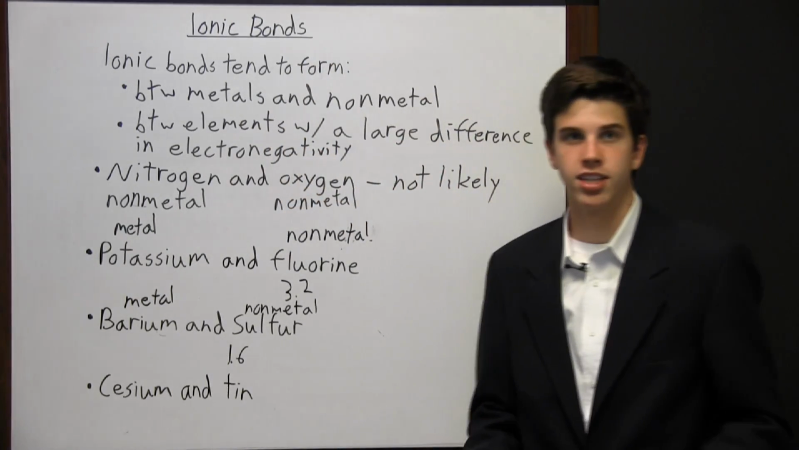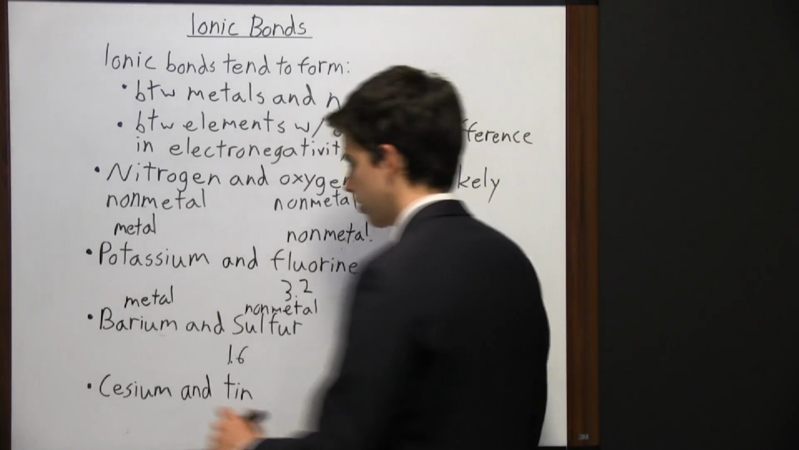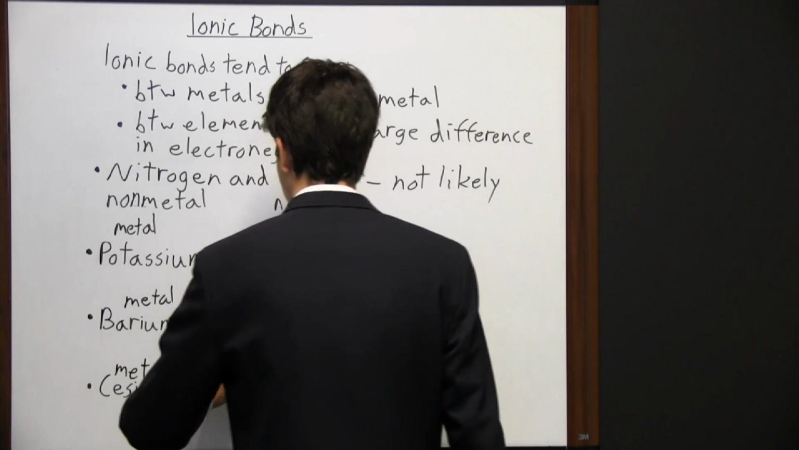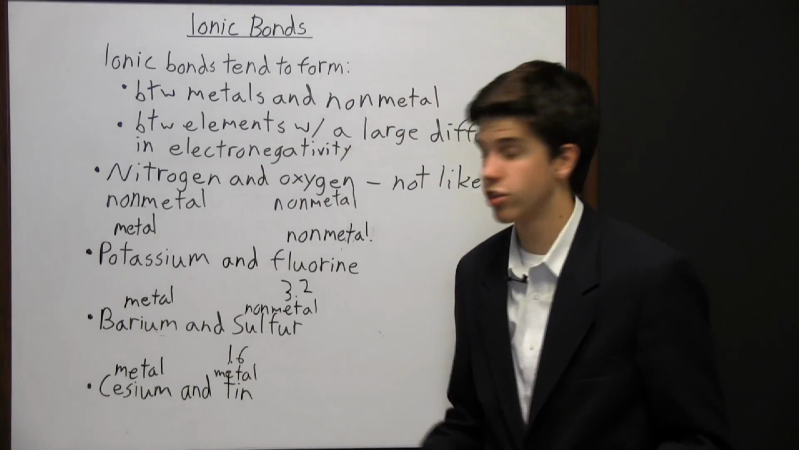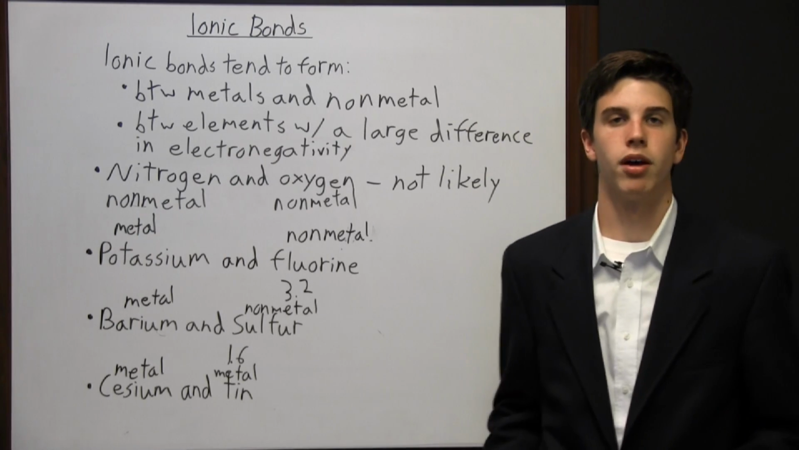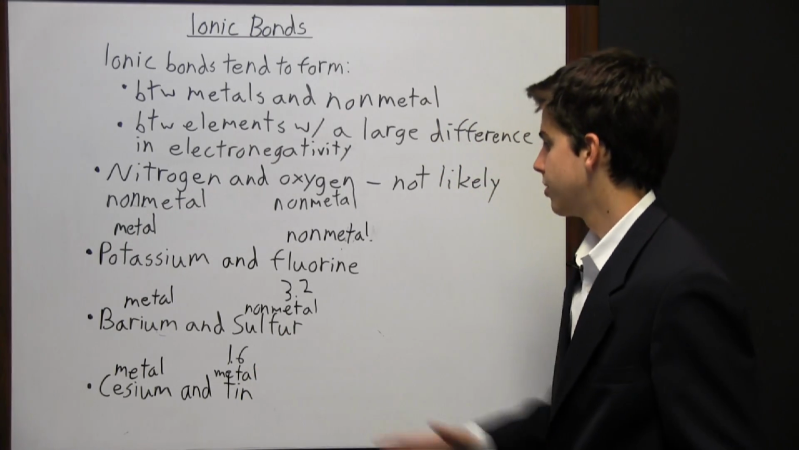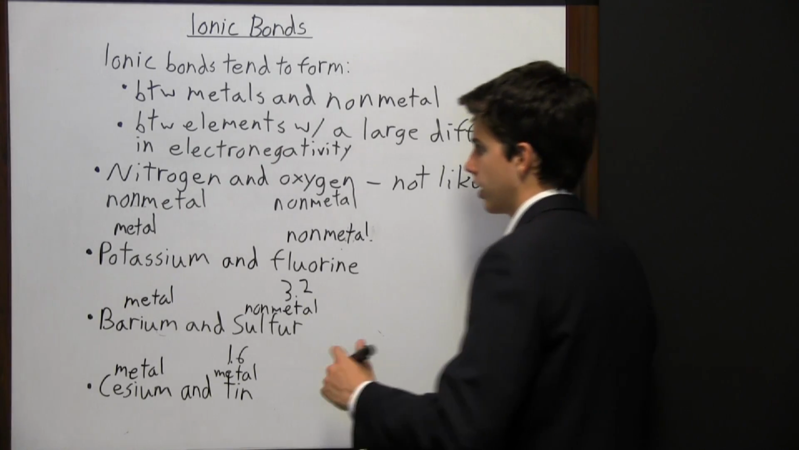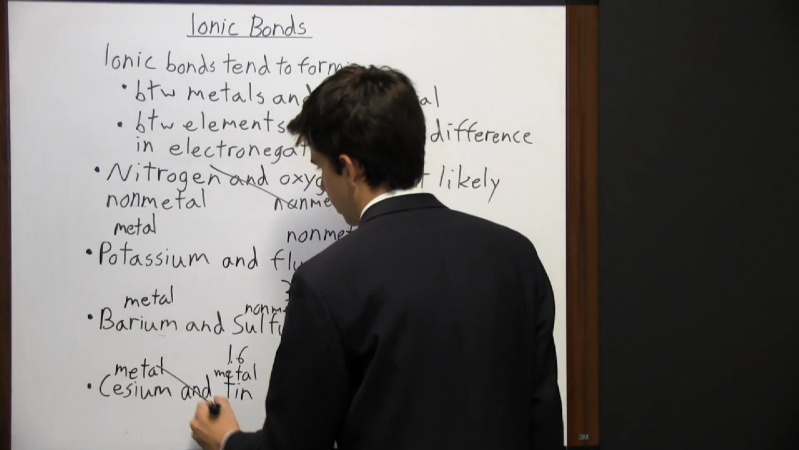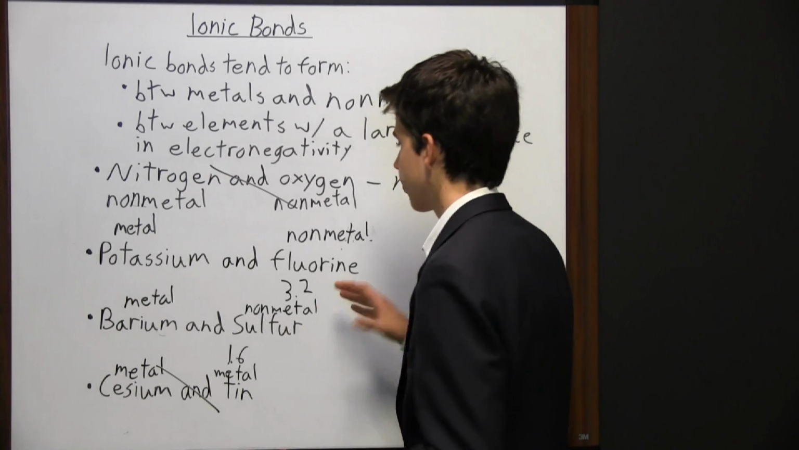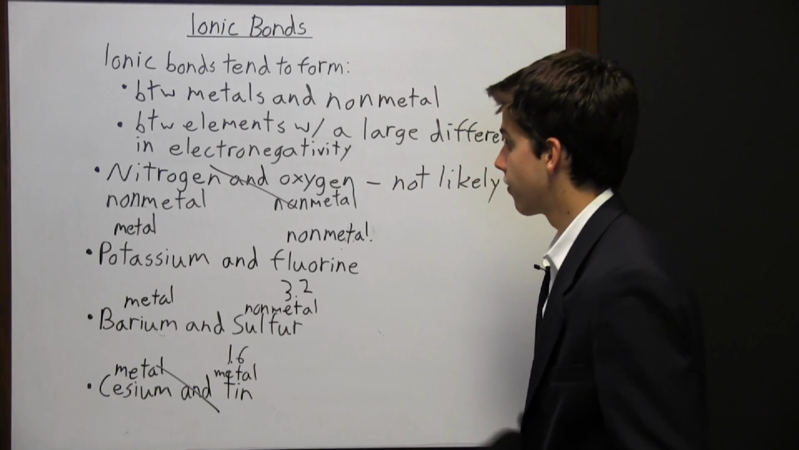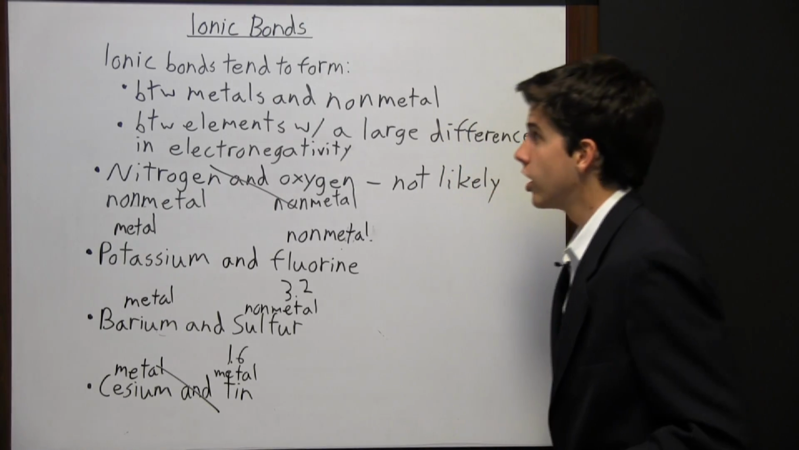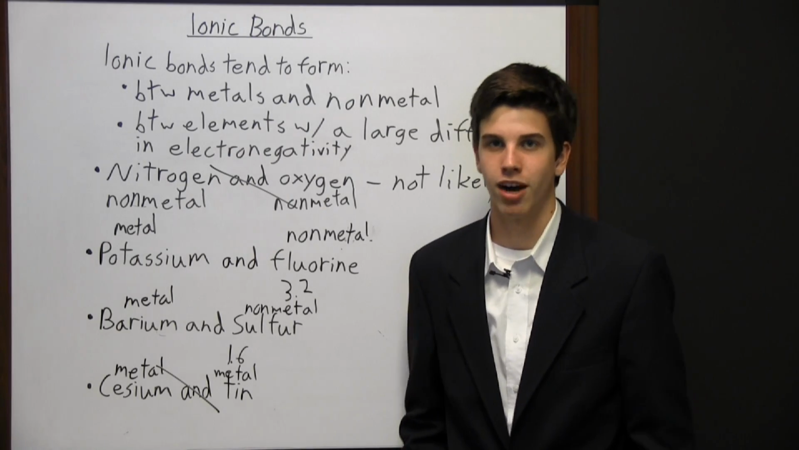Now finally, we have cesium and tin. Cesium is an alkali metal, and I'm sure you can guess that tin is a metal. So here we have two metals interacting with each other, so it's not between a metal and a nonmetal. So cesium and tin are not likely to form ionic bonds. Notice the main factor here was that we had two nonmetals or two metals. But when we have a metal and a nonmetal, they're likely to form ionic bonds, especially if they have a high electronegativity difference. So hopefully through this short session, you have a better understanding of ionic bonds.